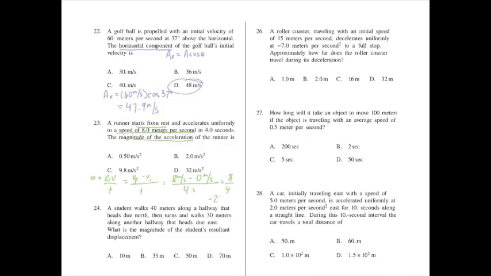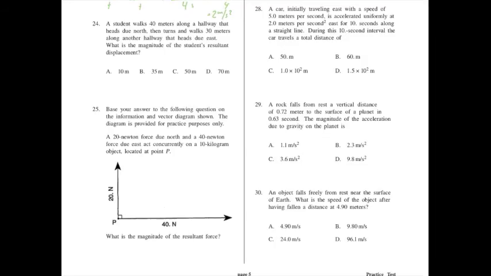And the answer is 2 meters per second squared. Number 24: a student walks 40 meters along a hallway that heads due north, then turns and walks 30 meters along another hallway that heads due east. Magnitude of the student's resultant displacement. 40 north, 30 east. That's a Pythagorean triple, so you should get our resultant to be 50 meters.